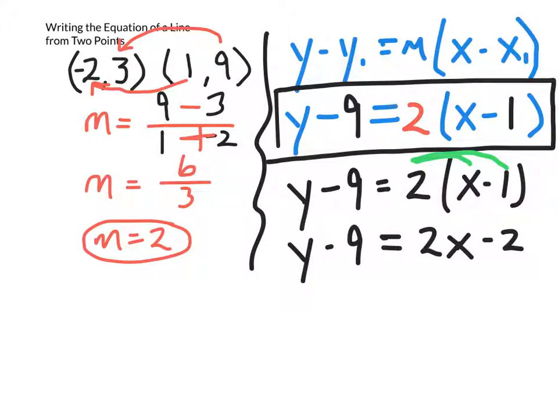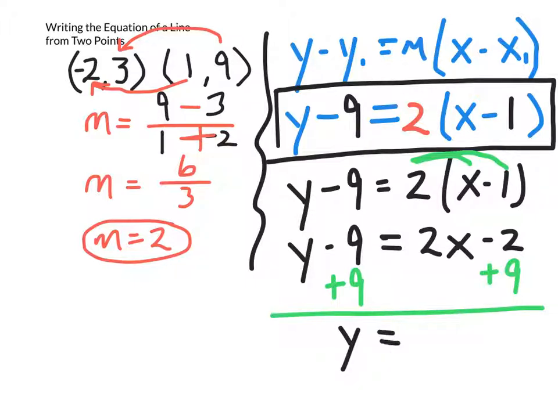The last step that I need to do to write in slope-intercept form is simply move the 9 over. In other words, I need to isolate the y. Remember, I'm trying to rewrite this so that it's in y equals mx plus b, or also known as slope-intercept form. So on this side here, the 9's go away. I'm going to have y is equal to 2x plus 7.